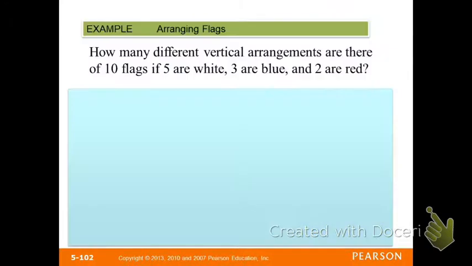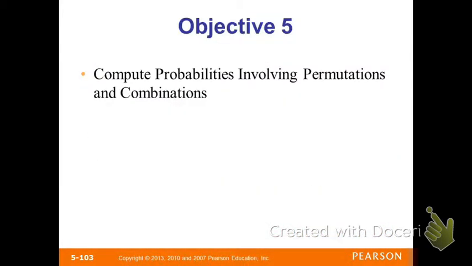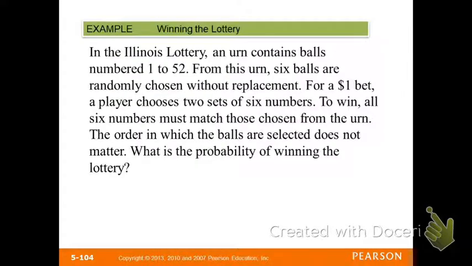Okay. Now, as we finish up, we have computing probabilities involving permutations and combinations. We're almost done. In the Illinois lottery, an urn contains balls numbered 1 to 52. From this urn, 6 balls are randomly chosen without replacement. For a $1 bet, a player chooses 2 sets of 6 numbers. To win, all 6 numbers must match those chosen from the urn. The order in which the balls were selected does not matter.